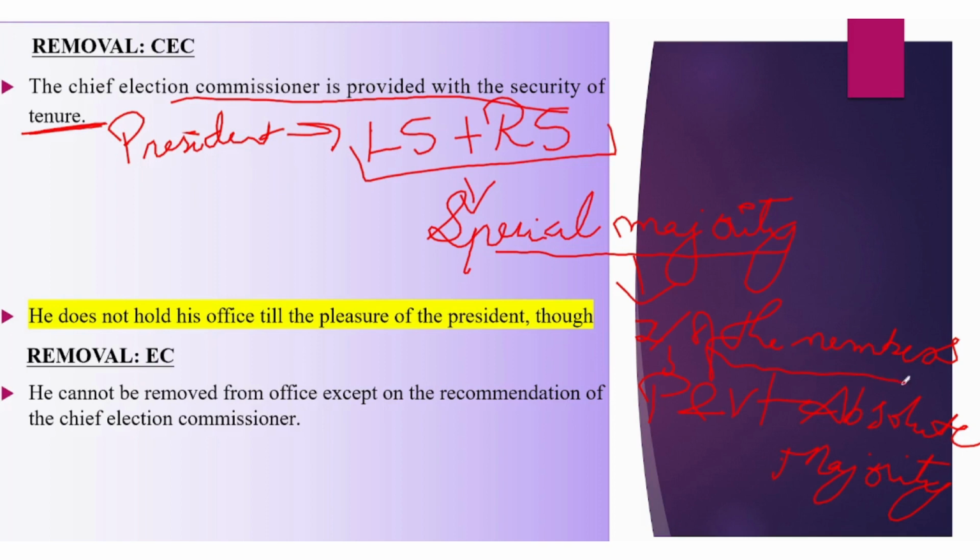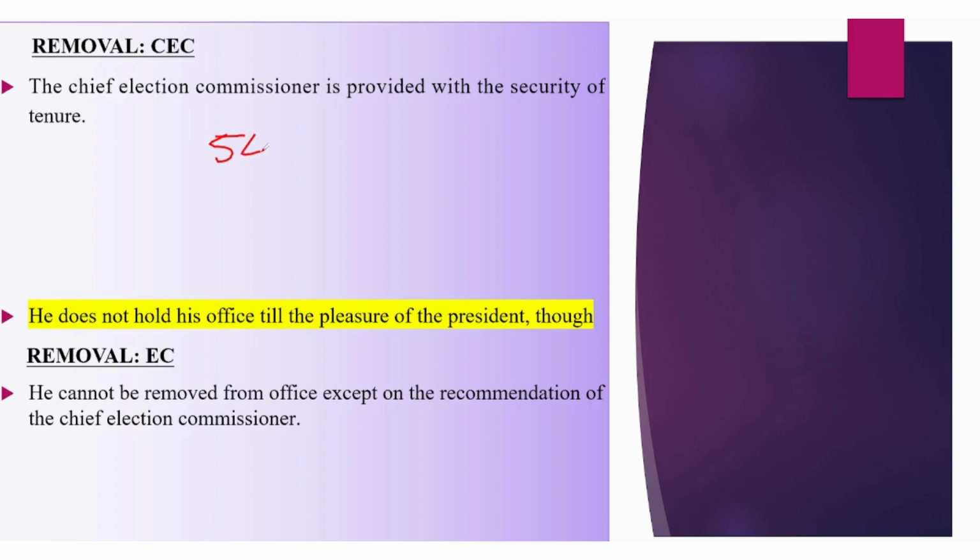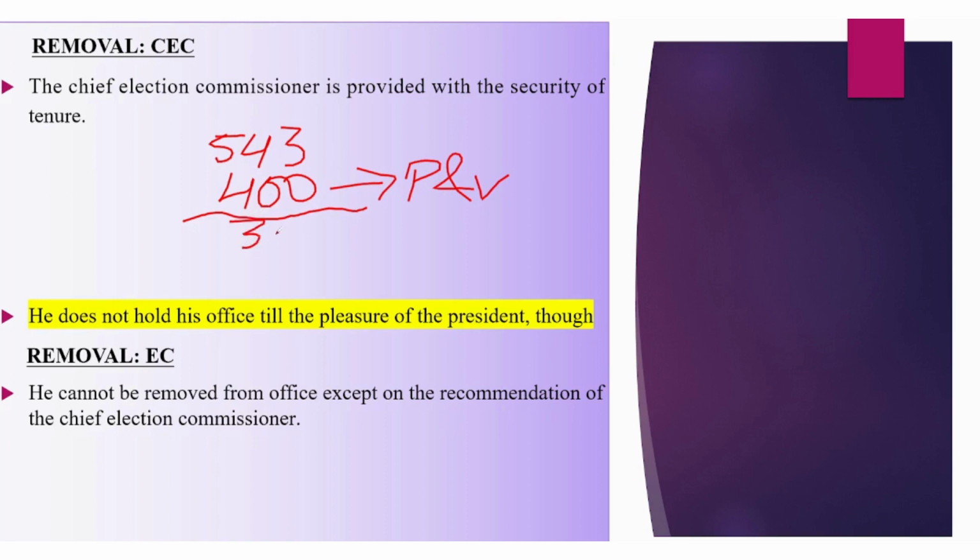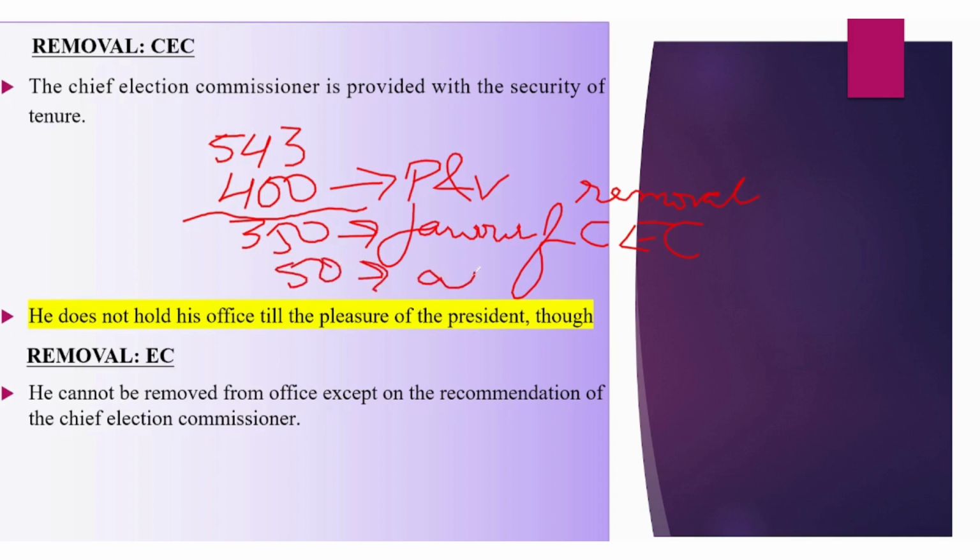The two-thirds of the members of both houses, that is the Lok Sabha and Rajya Sabha, present and voting, plus the absolute majority. Okay, for example, the total strength of Lok Sabha is 543. Out of 543 members, on that day 400 members are present and they also vote. Out of 400, 350 members are in favor of removal of the chief election commissioner, and the remaining 50 members are against the removal.